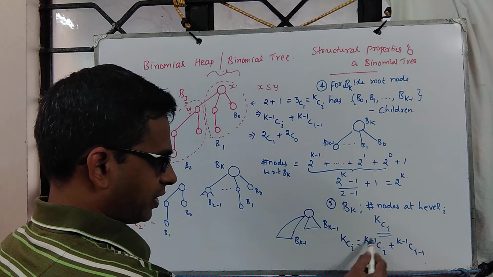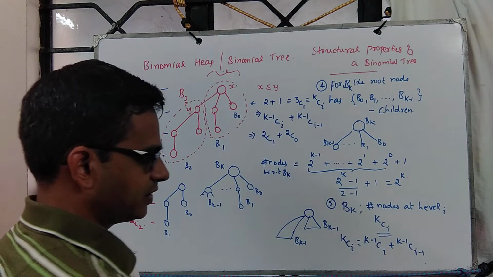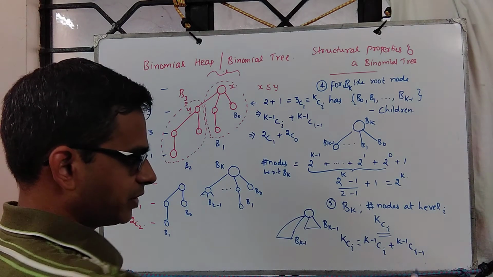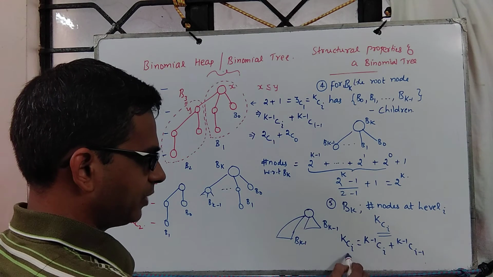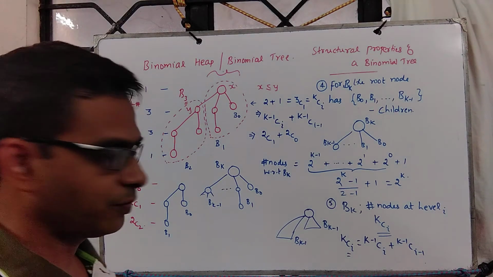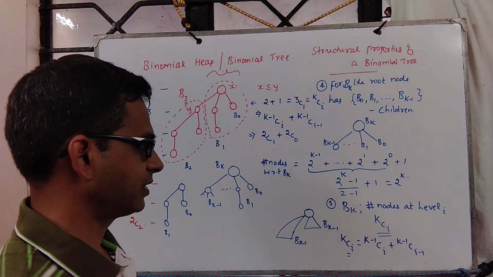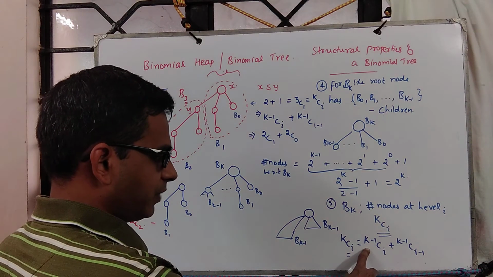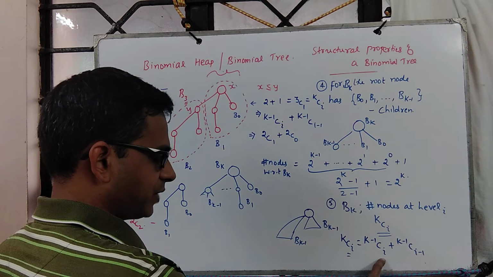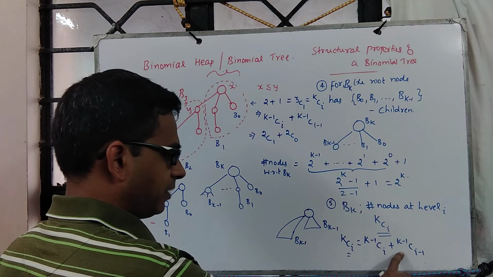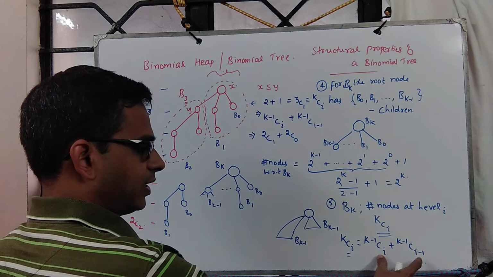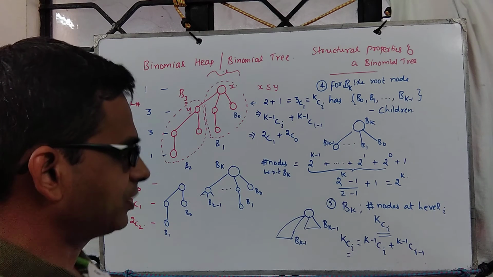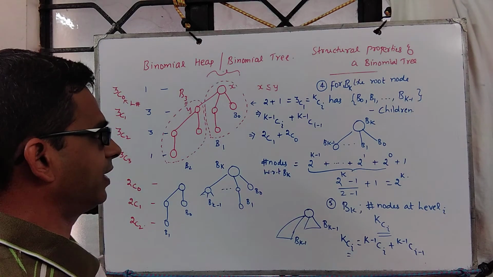Now if you apply the definition, K minus 1 factorial by I factorial into K minus 1 minus I factorial, and similarly over here, simplify, we get to see the formula K factorial by I factorial into K minus I factorial. So by induction hypothesis, we know for BK minus 1 this is the number, and for the other BK minus 1 this is the number, and the sum of these two will be the number for BK, and that's precisely the number of nodes at level I.